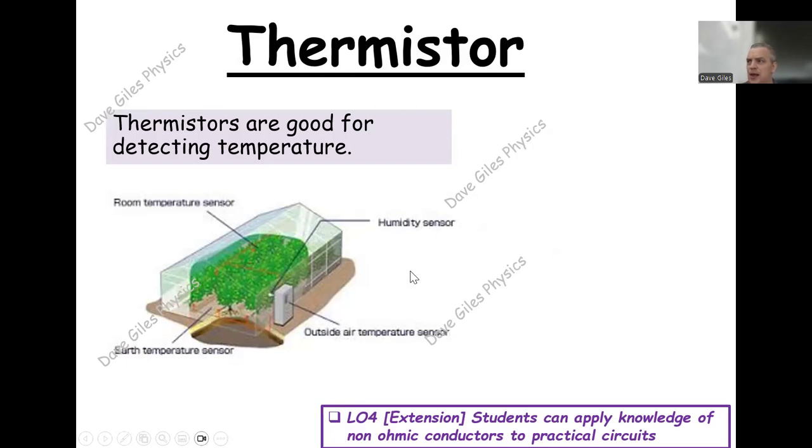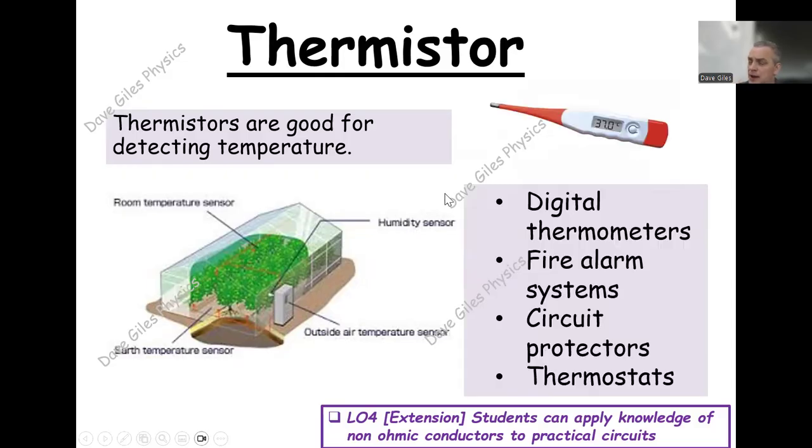An example here would be some sort of greenhouse where the sprinklers turn on, or maybe a heater, or maybe something to cool it down, turns on depending upon the temperature. Other places are digital thermometers, fire alarm systems, which detect heat rather than actual smoke. Some do that. Also circuit detectors and thermostats.